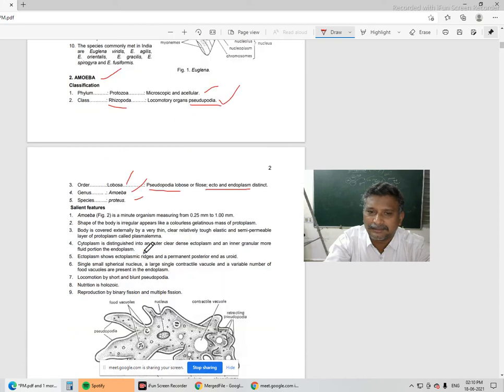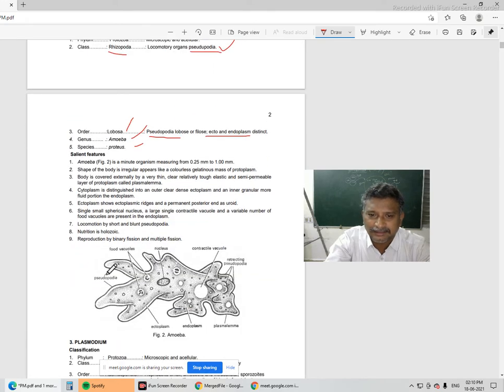Amoeba proteus. See the structure of this one. Everything here is called pseudopodia. This one here is known as the ectoplasm. Here is the endoplasm. This one is a contractile vacuole. This one is a nucleus. These are called food vacuoles, etc. Is there any specific shape to this one?